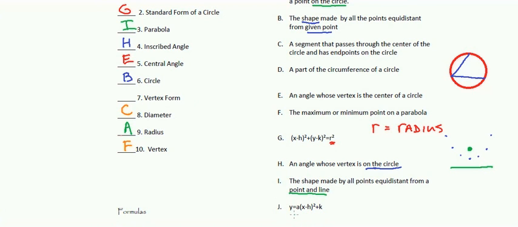Letter J is an equation y = a(x - h)² + k. You should recognize this as a parabola. The x term is squared, the y term is not. So this must be a parabola, and this is, we've learned this in class, the vertex form of a parabola, because we can find the vertex right here. The vertex is going to be (h, k). So letter J is the vertex form of a parabola, and that matches up perfectly, and our definitions are finished.